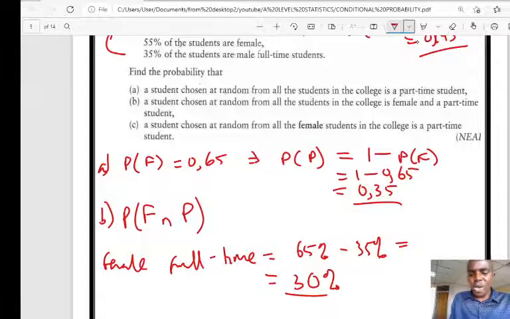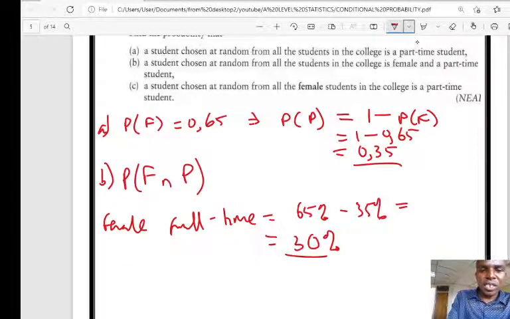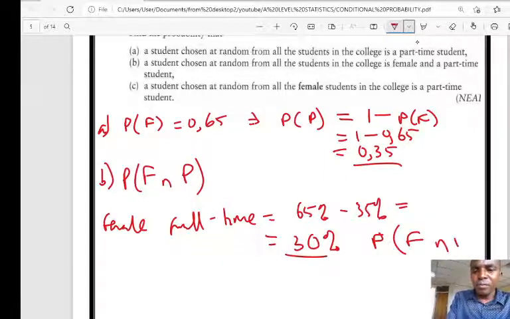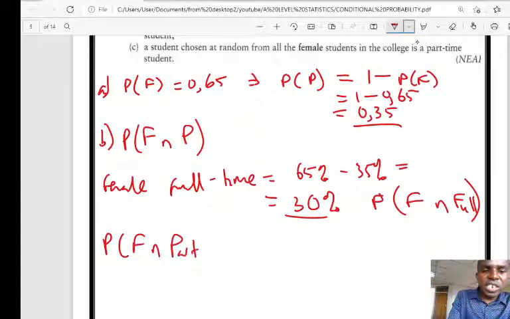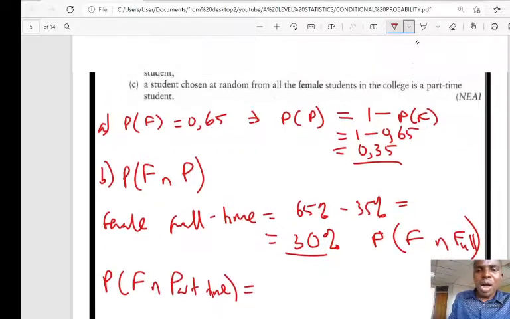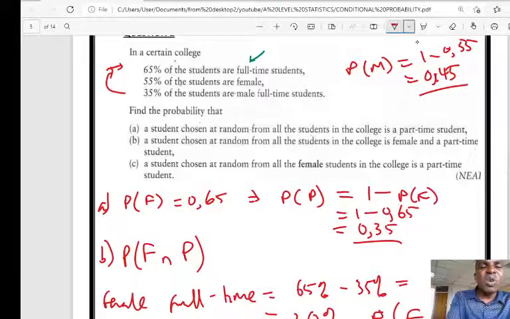What about female part-time? These are the probability of female and full-time. Then what about female part-time? We can just say the probability of female and part-time is equal to, come up here. Females, how many are they? We have 55% females, and of these 55% females, they can either be part-time or full-time.